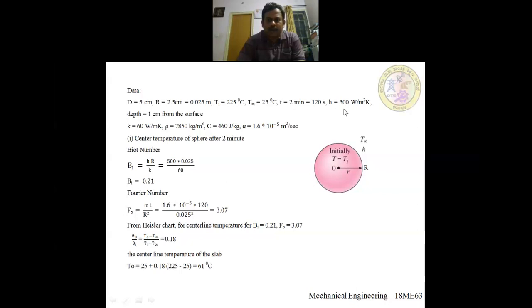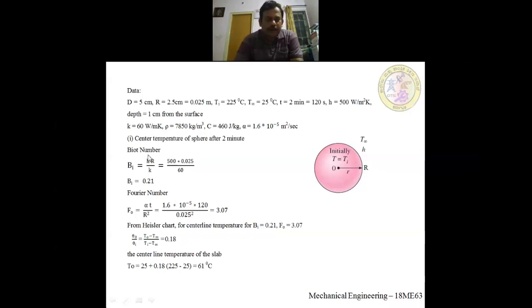Okay, 500 watt per meter square Kelvin. Okay, depth is 1 centimeter from the surface. See, from this surface, okay, what is depth they have given, 1 centimeter from this outer radius, okay, it is 1 centimeter. We have to calculate from the center to this line.